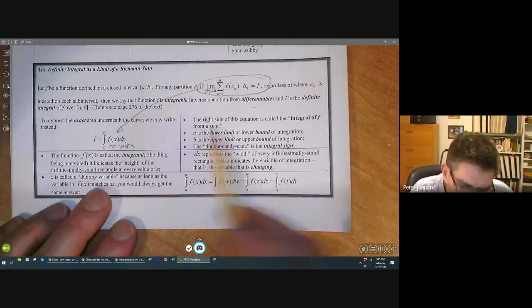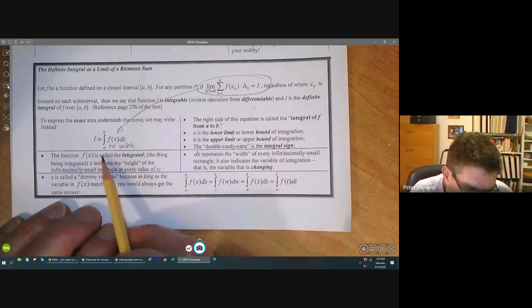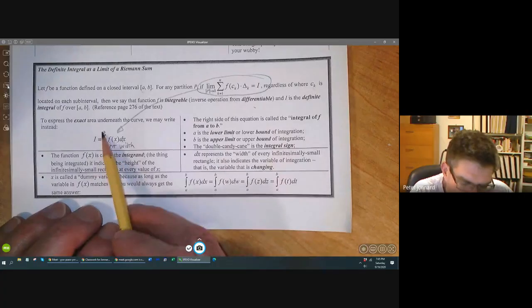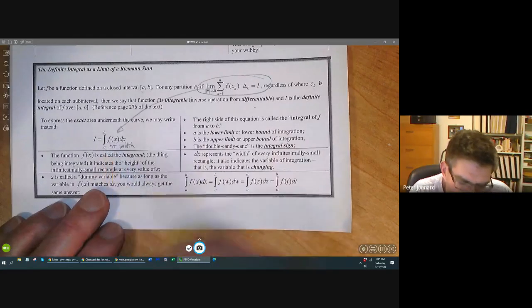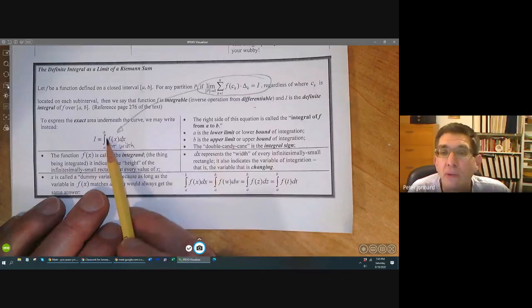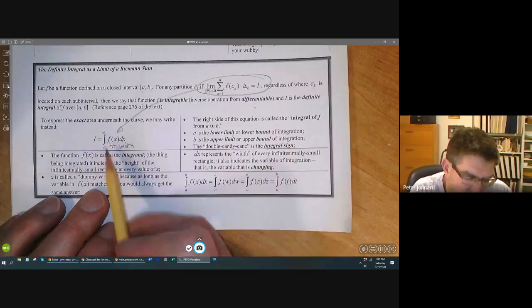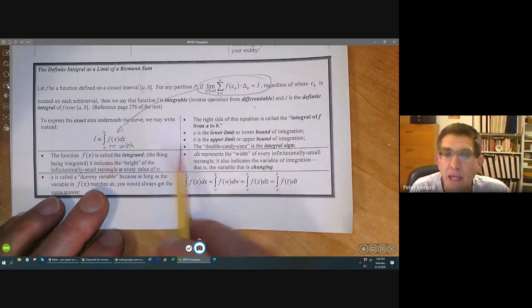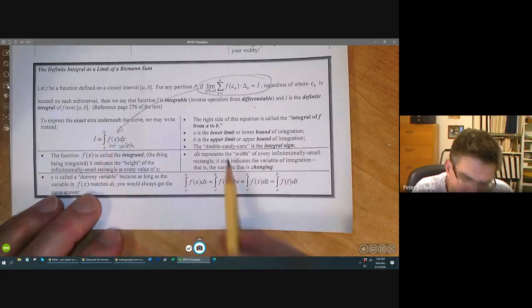Okay, the right side of the equation is called the integral of f from a to b. A is the lower limit or the lower bound of integration. B is the upper limit or upper bound of integration. That's kind of cool because that's the low and that's the high, right? And this double candy cane thing is the integral sign.